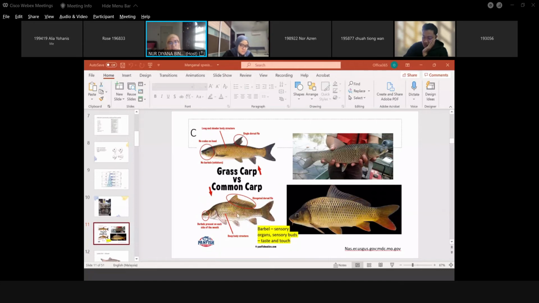Okay, so bubbles are actually kind of like finger projections, something that is a sensory organ, but also in some fish, it has sensory buds. So it serves for taste and also for touch. Okay. And then the morphology of the body, grass carp is longer with just a single dorsal fin, while the common carp is kind of like deeper body, right? And the dorsal fin is elongated. Okay, these are some of the fish pictures between grass carp and common carp. We have this in Malaysia, cultured.